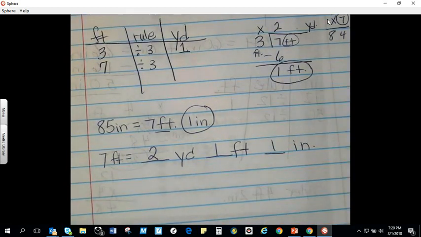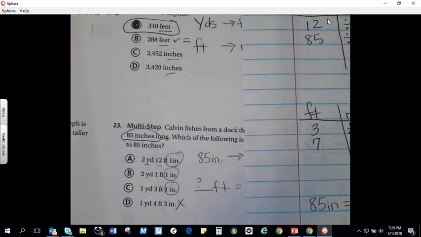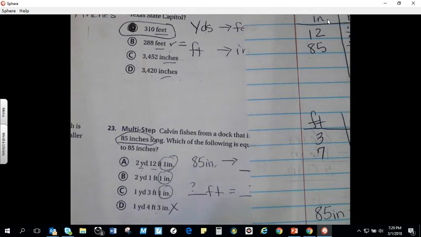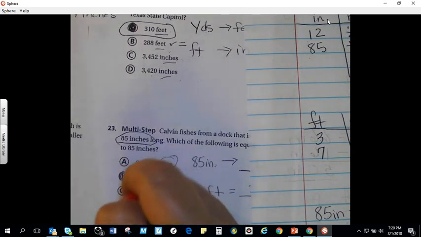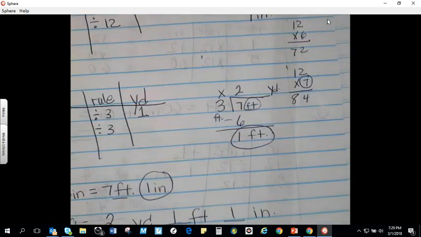So let's go back over. Which one of these would then be the best answer? I had 2 yards, 1 foot, and 1 inch, and so my answer is B. Multi-step. But if you keep it nice and clean, you're able to see it.